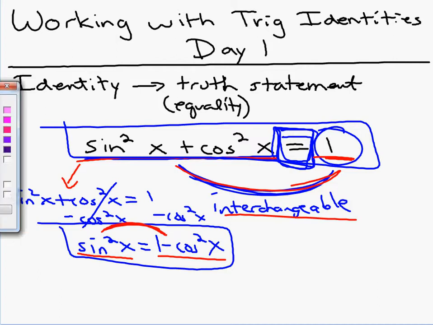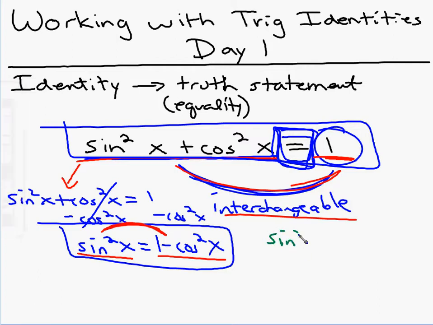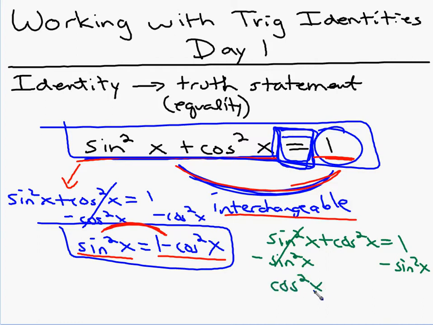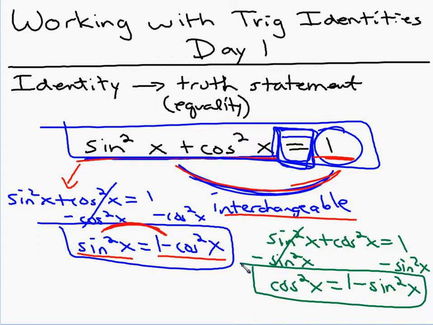All right? Now, I think you see there's one more way I could write this identity. If I have sine squared x plus cosine squared x equals 1, I could also subtract the sine squared from both sides. And so the sine squareds cancel, and I have cosine squared x equals 1 minus sine squared x. That is another form of the same identity. And just like in the other two forms, the left side and the right side are interchangeable. That means any place that I see a cosine squared x, I could put a 1 minus sine squared x because they are equal.